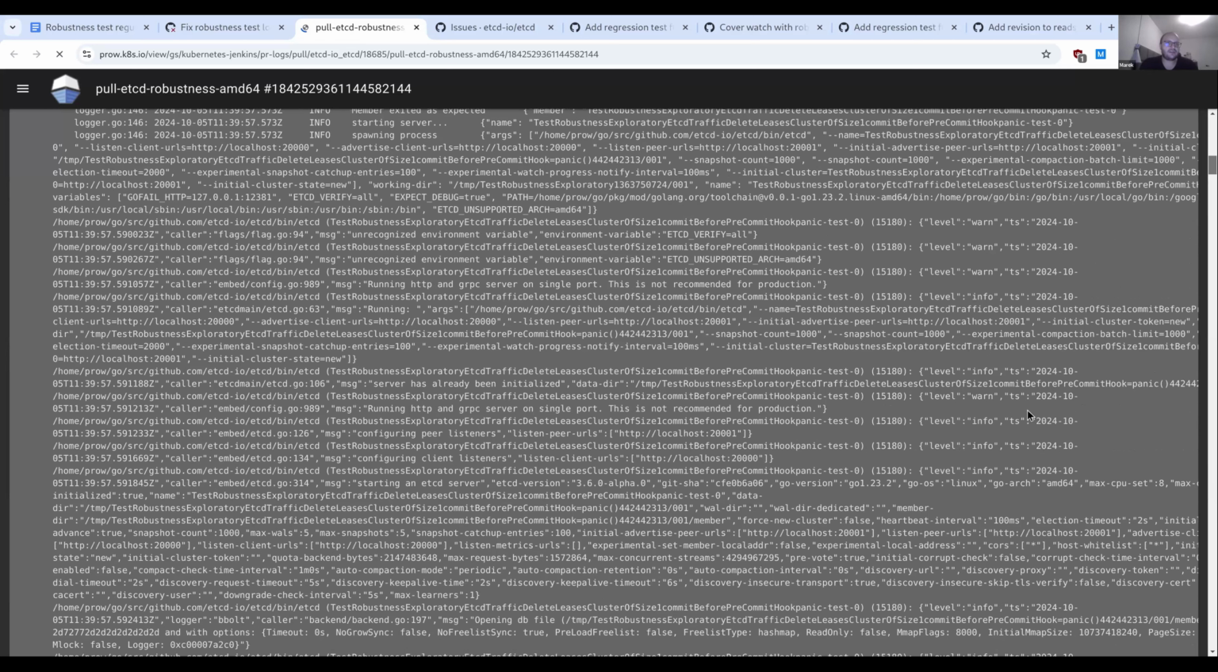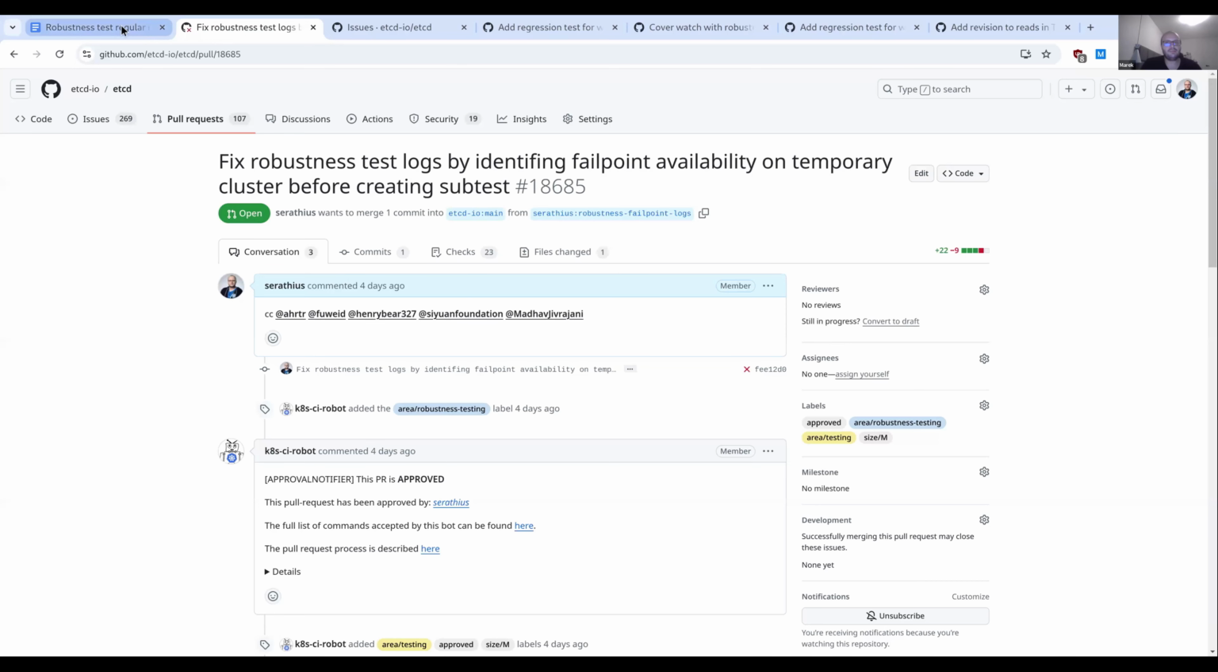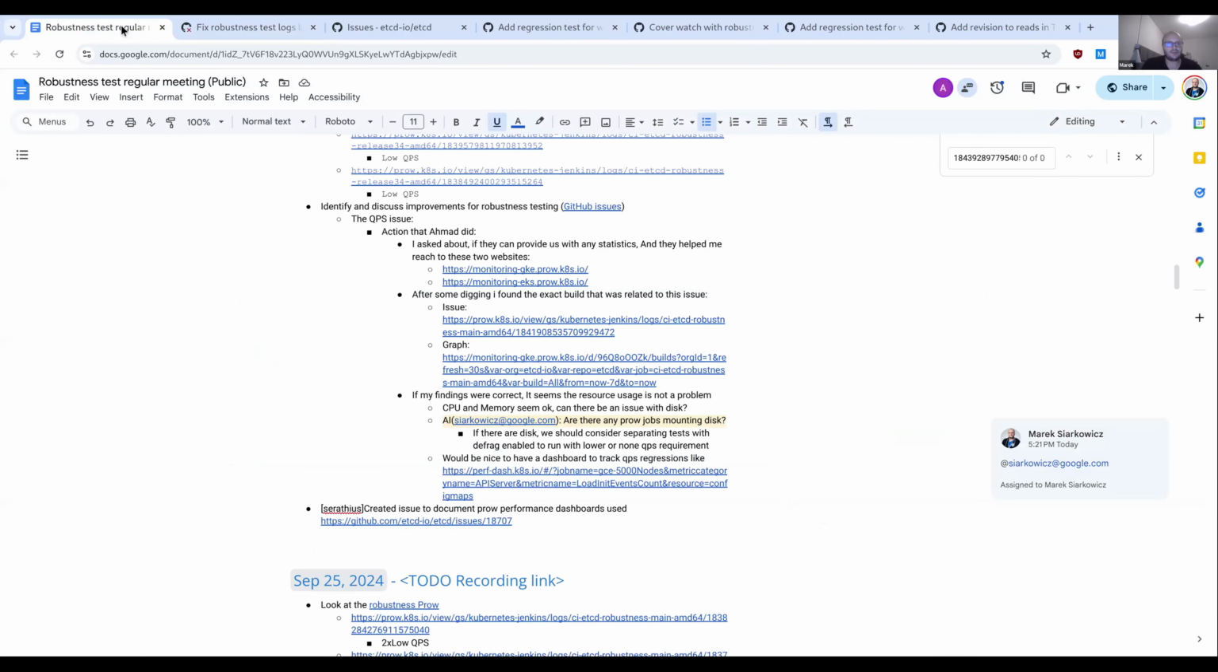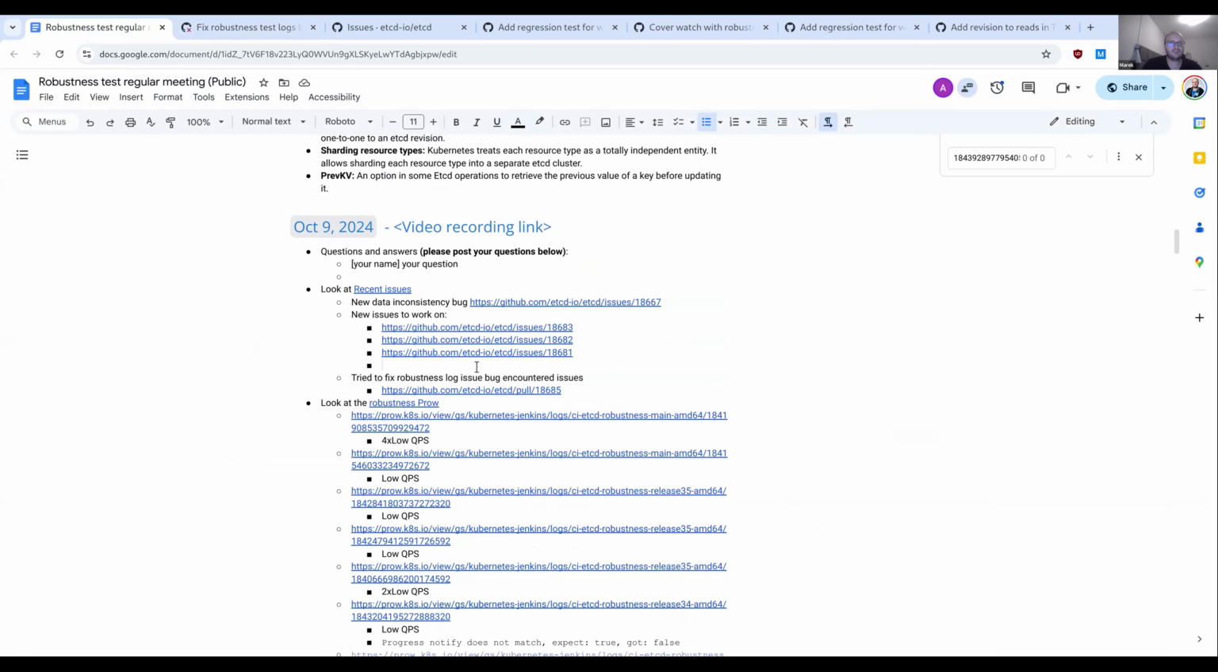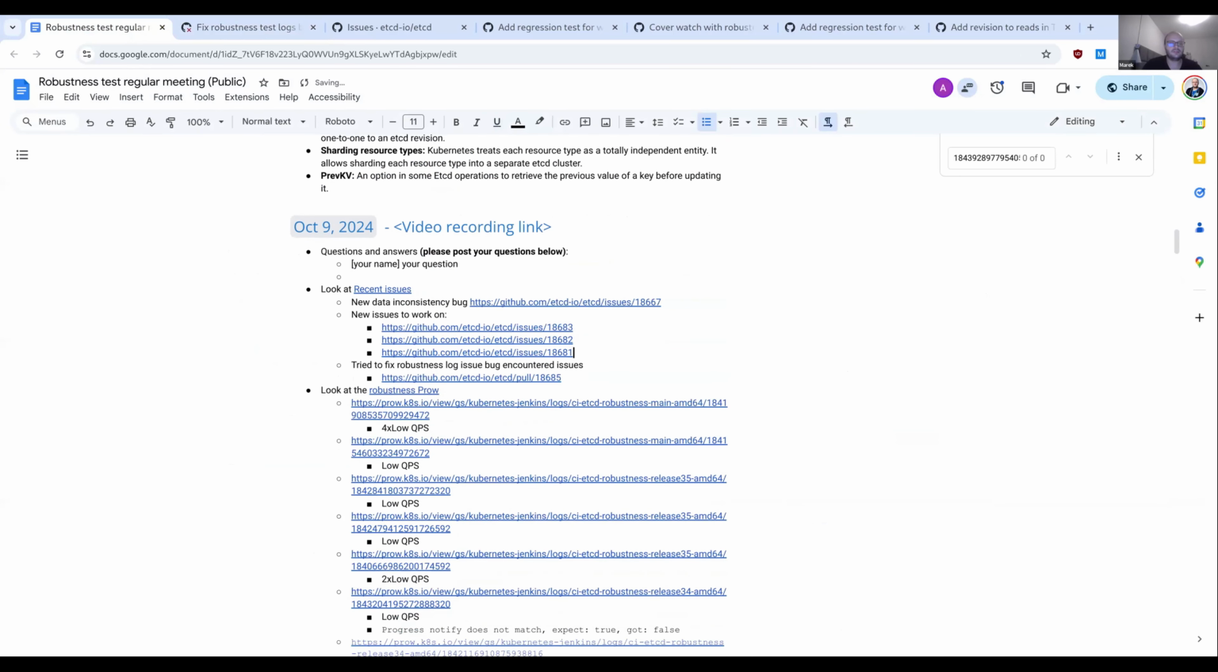So I think I will attempt it. I just figured out one more idea. Maybe I'll try to debug it and fix it. But hopefully for the next meeting, maybe we'll have properly working logging.